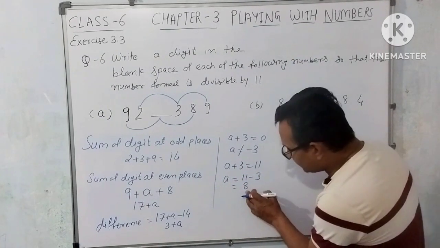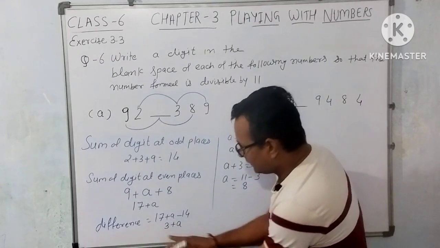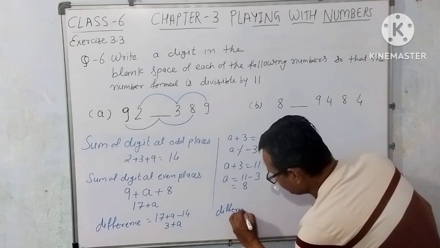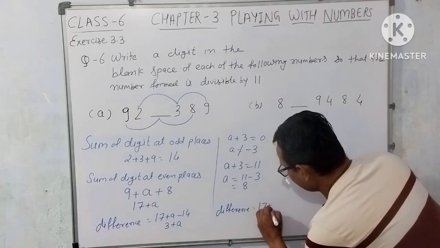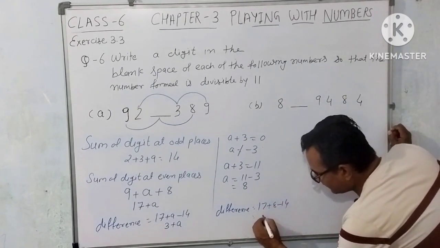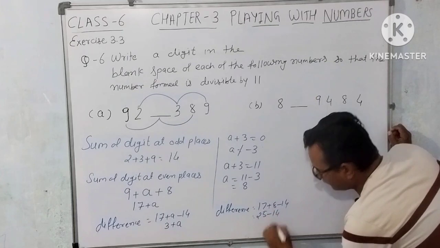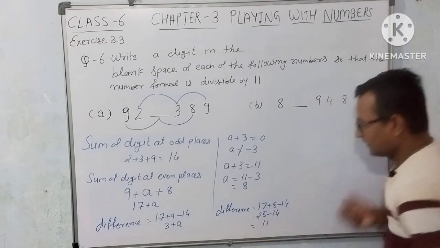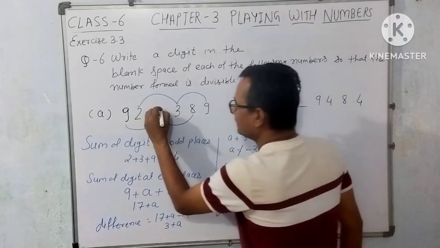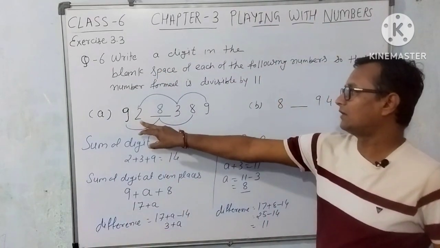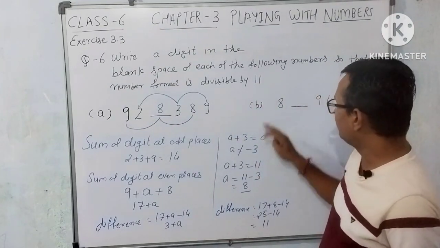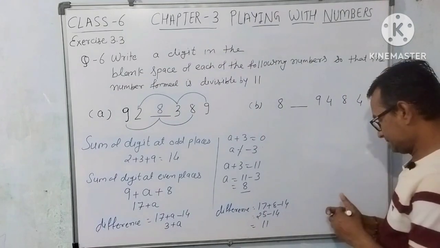Now we put this number here. So the difference is (17 plus 8 minus 14). So 17 plus 8 is 25, minus 14, so it is 11, which is divisible by 11. So the right number is 8. So this is the number 92838, which is divisible by 11. Now we have to go to part B.